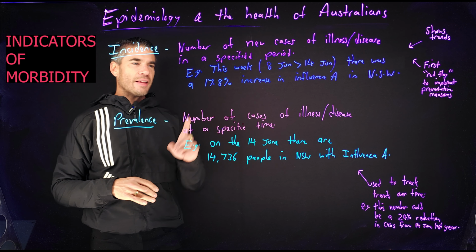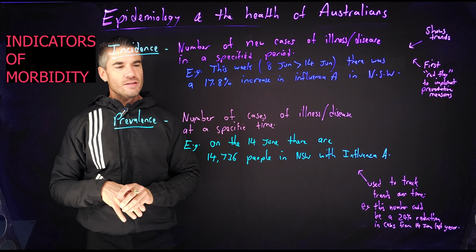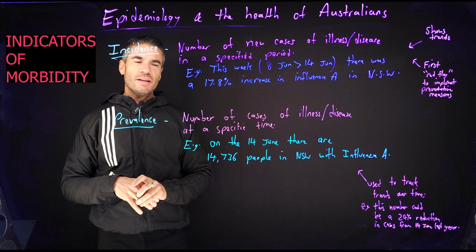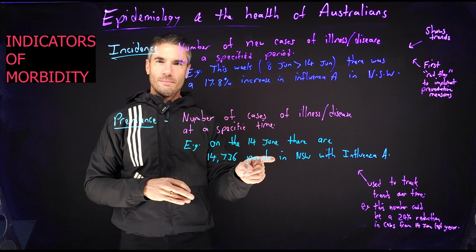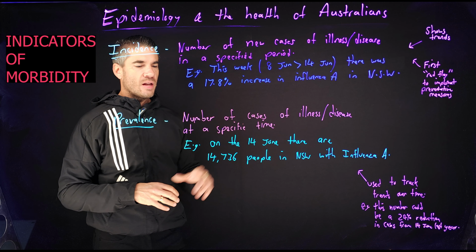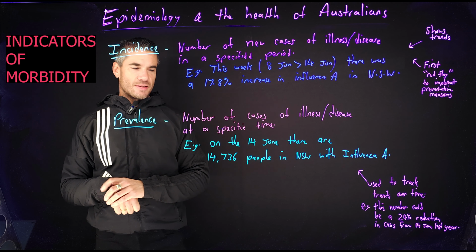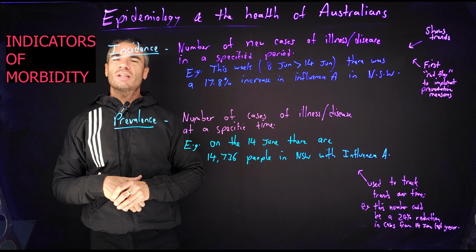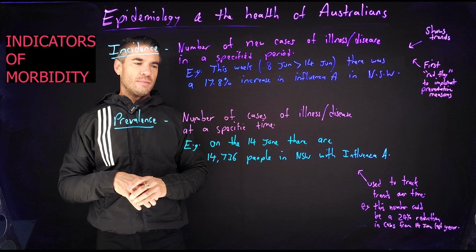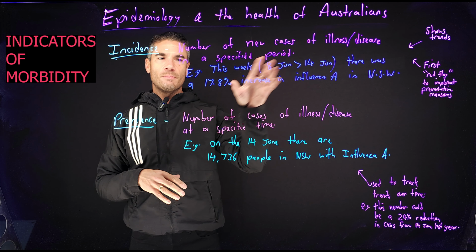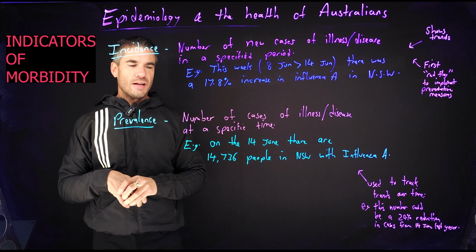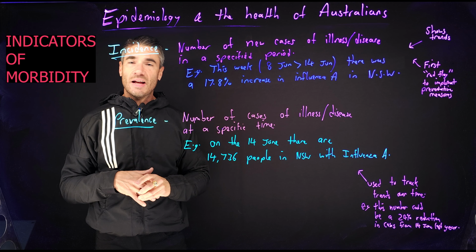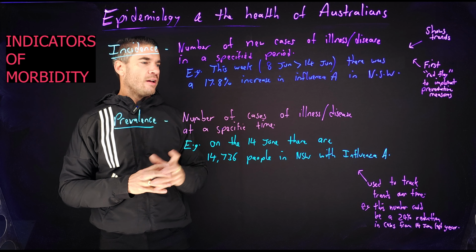Prevalence rates is the other thing we need to look at. Prevalence rates are the number of cases of illness and disease at a specified time. So for example, on the 14th of June, which is in this range here, there are 14,736 people in New South Wales with influenza A. So this one's showing that there's almost been an 18% increase over a week's time. This one's showing that there's 14,736 people with influenza A on a specified date.